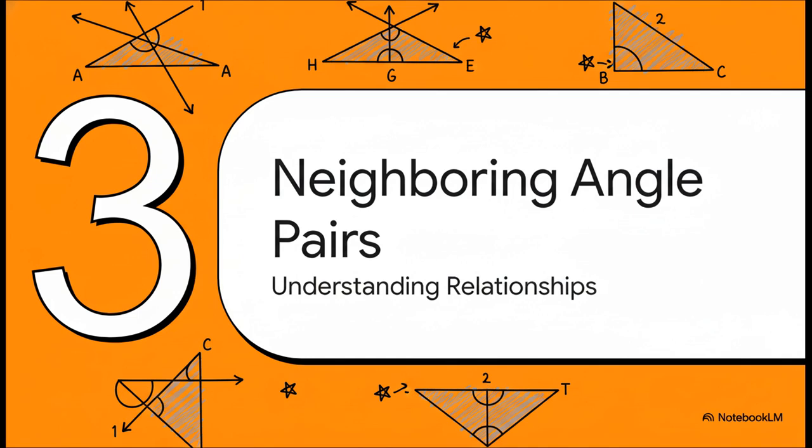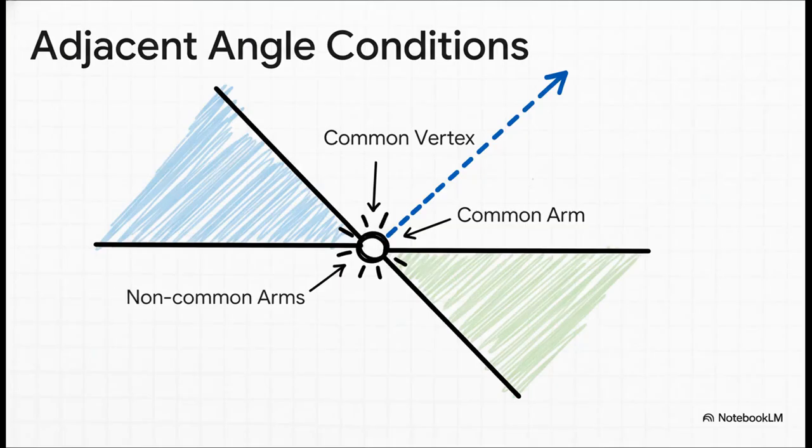All right, building on that idea of pairs, let's zoom in on angles that are literally right next to each other. These neighbor angles have their own special rules, and they're super important. So, how do you know if two angles are adjacent? Well, there's a 3-point checklist. 1, do they share the same corner, the same vertex? Yep. 2, do they share one of their arms? Yep. And 3, are there other arms on opposite sides of that shared one? If you can check all 3 boxes, you've got adjacent angles. All 3 have to be true.